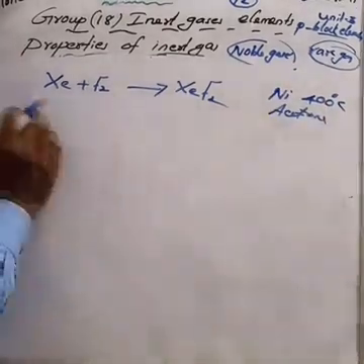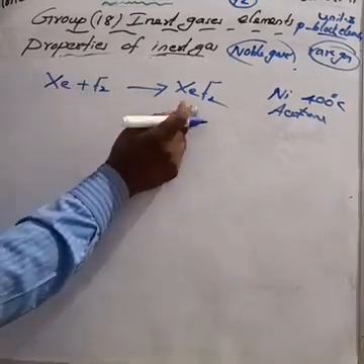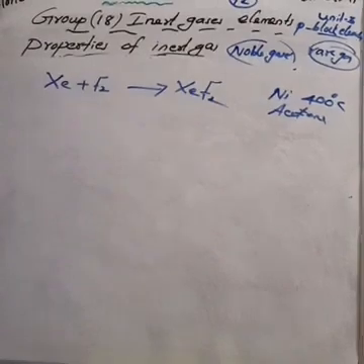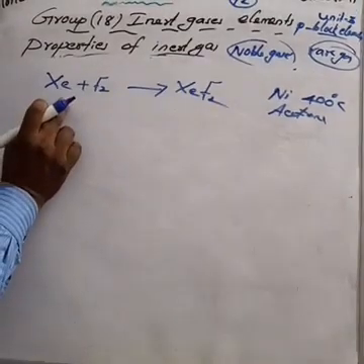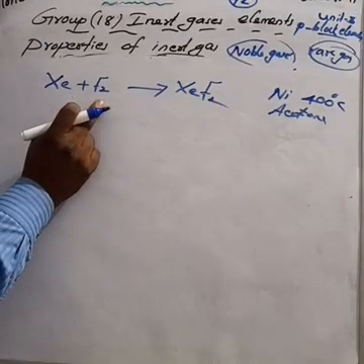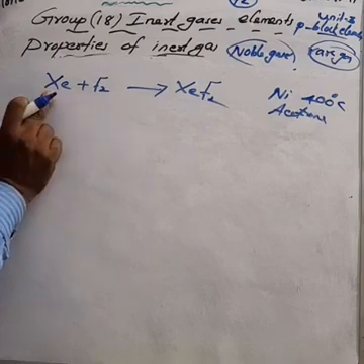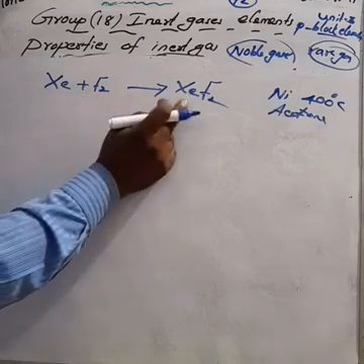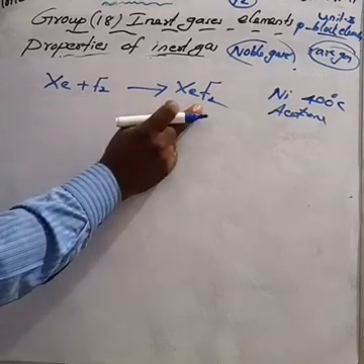First, the reaction. How is xenon difluoride prepared? In the reaction between xenon and fluorine, what's the symbol of xenon? Xe, and fluorine is F2. Xe plus F2 we get xenon difluoride.